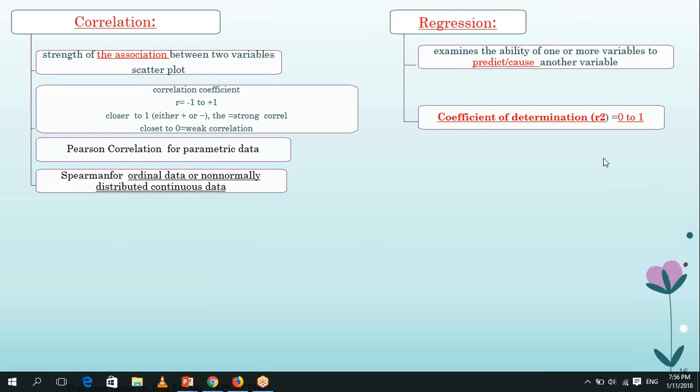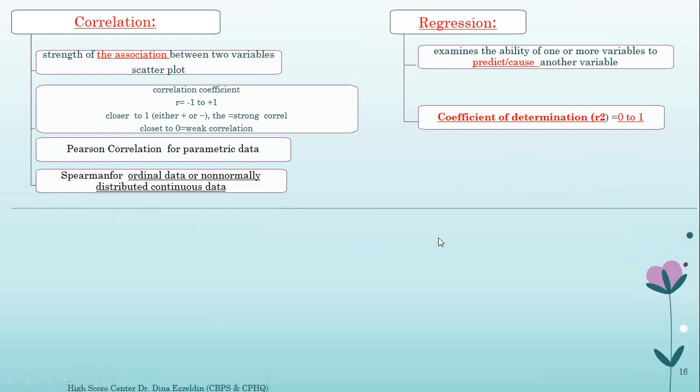Regression uses R square, so it doesn't have negative numbers. It's 0 to 1. 0 means that there is no causal relationship, and 1 means that there is a causal relationship.